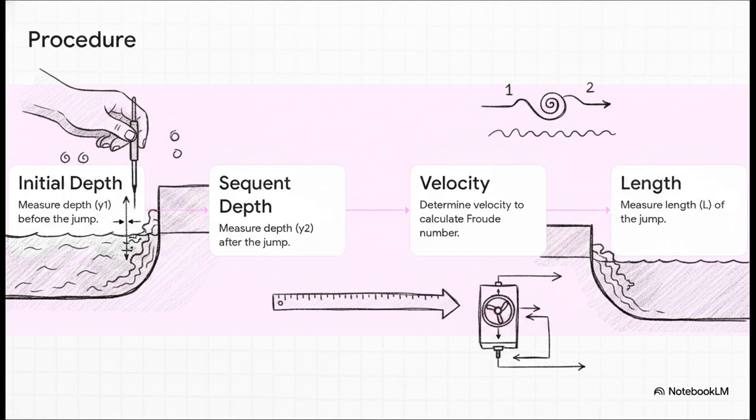Next up, we measure the physical length of the jump itself, so from the front face to just past that turbulent roller. Once we have those physical dimensions, we transition over to the calculated metrics. By knowing the discharge rate from our water meter, we calculate the upstream and downstream velocities. And that allows us to determine a very special metric, the Froude number.